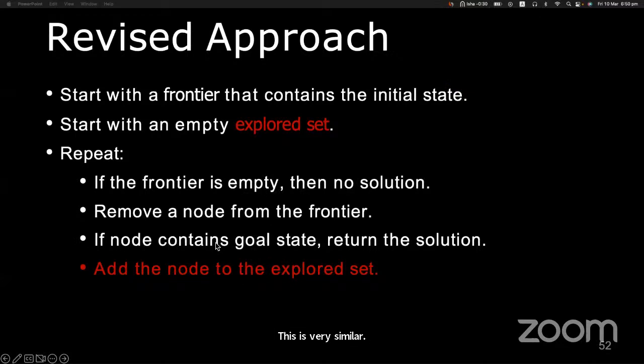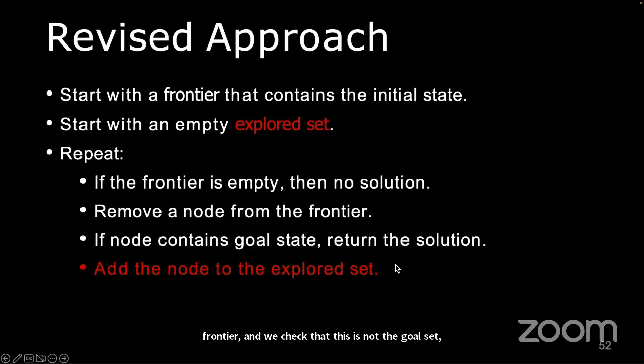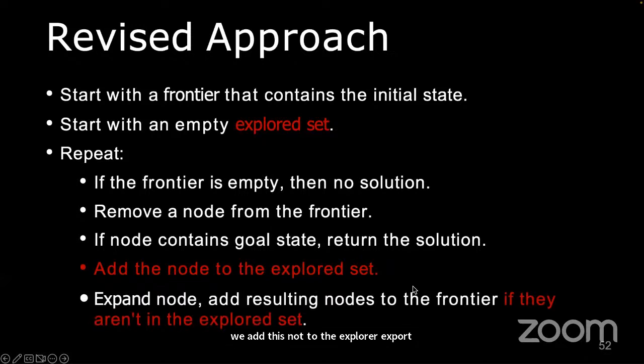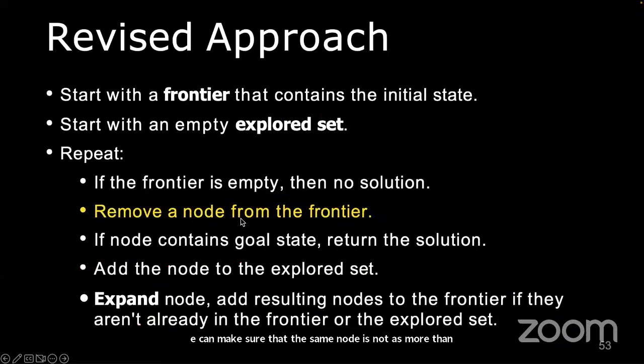So here we see that when we remove a node from the frontier and we check that this is not the goal state, we add this node to the explored set, so that we can make sure that the same node is not explored more than once. Now we closely look at this step where we remove a node from the frontier. In the previous examples, we just arbitrarily chose a node to remove, but now we see that this step is very crucial, and the performance of the search algorithm depends on this step.